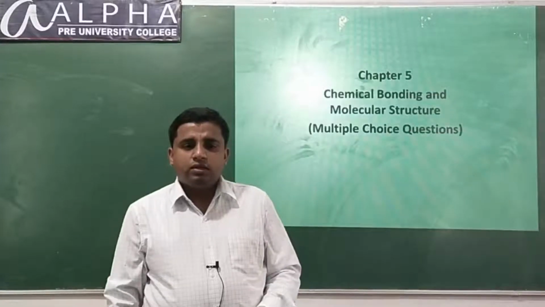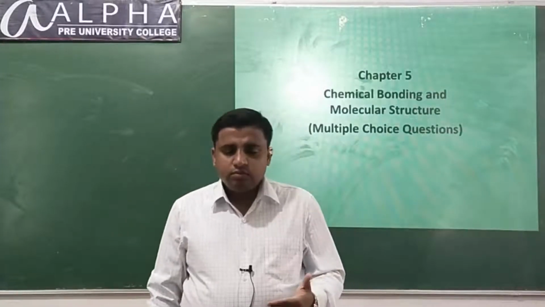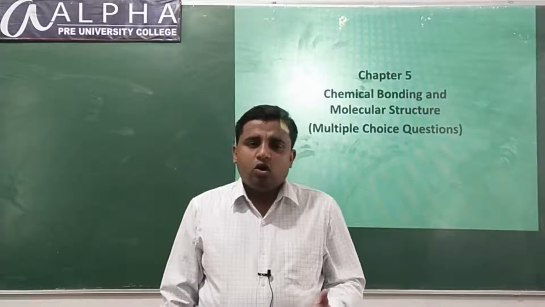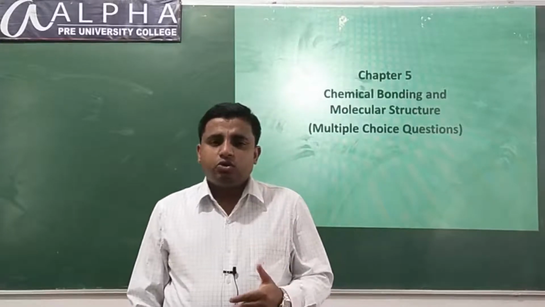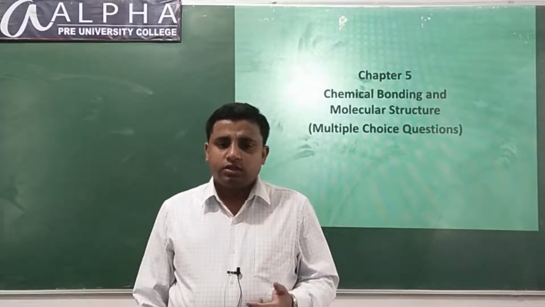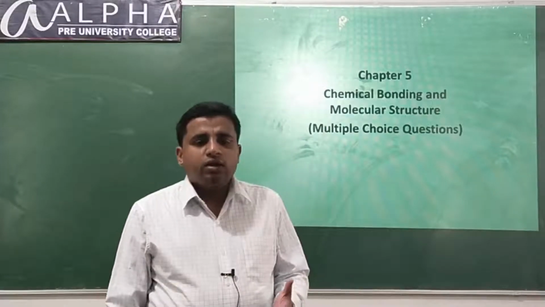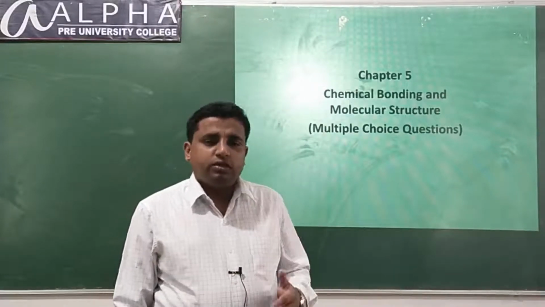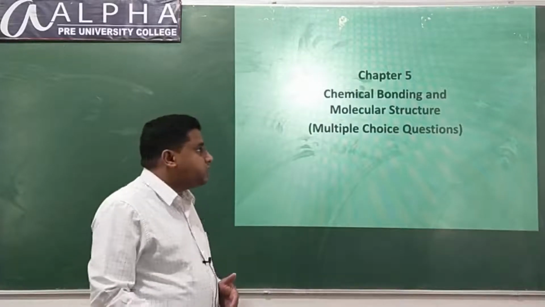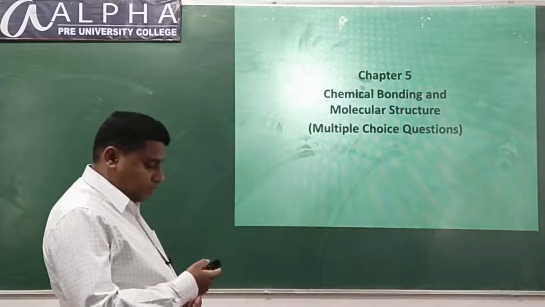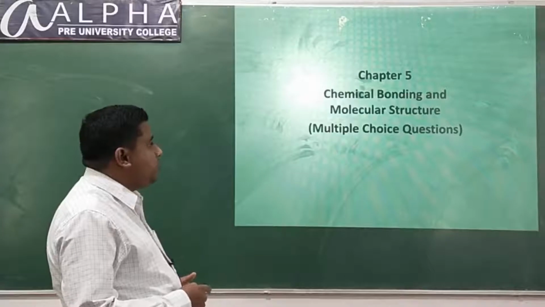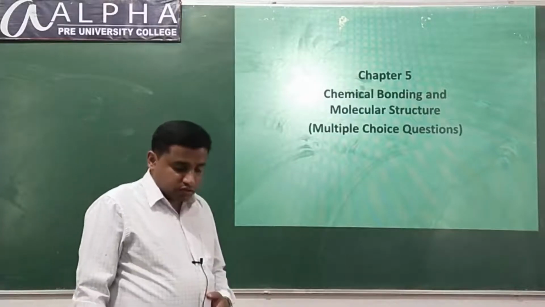Hello students. So I think we have discussed all the concepts related to chemical bonding and molecular structure. So now we will go ahead with solving multiple choice questions from the same chapter, that is the fifth chapter. What is that fifth chapter? Chemical bonding and molecular structure.